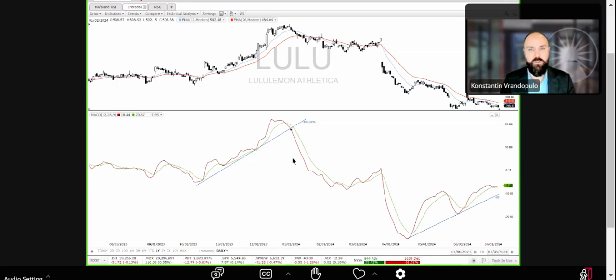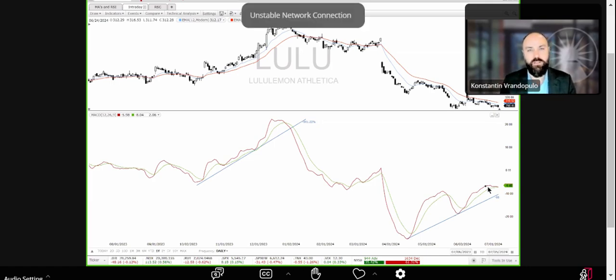Okay? So what would you prefer to see, of course, right? If you are a bull, for example, in Lulu waiting for the turn. Well, you want the positive divergence to be here, which there is some. And you want the MACD line, the red line, to consistently be above the signal line.